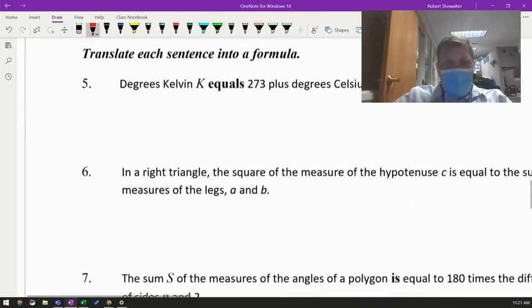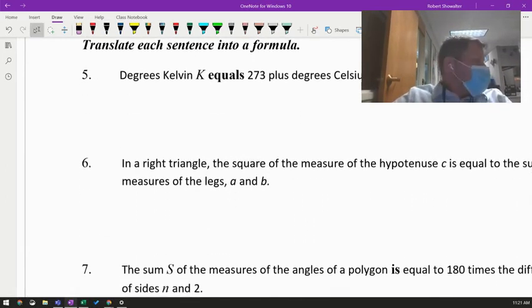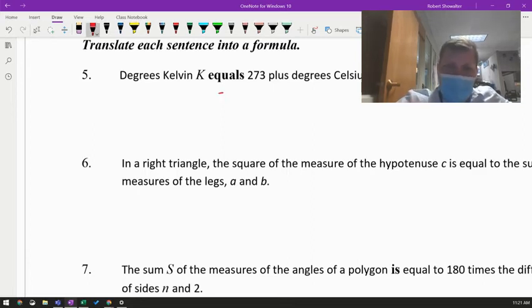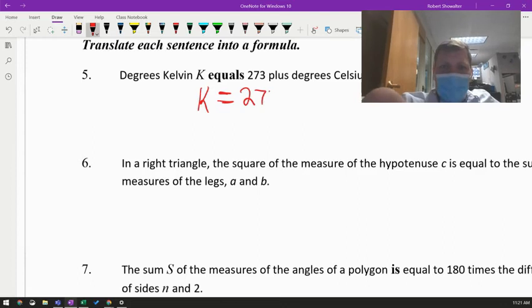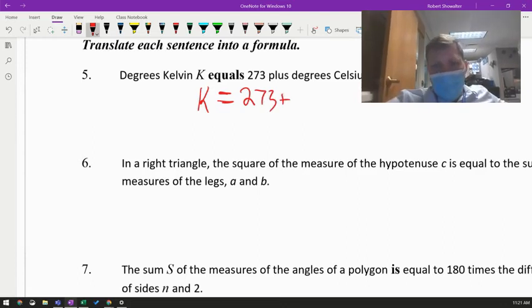Get it. Okay, translate the sentence into a formula. So degrees Kelvin K equals, do we even know what degrees Kelvin is? I don't even know. Degrees Kelvin K equals, so we'll just say K because it gives us a variable. 273 plus degrees Celsius, so let's add C. It gives us a variable. There we go. Boom.